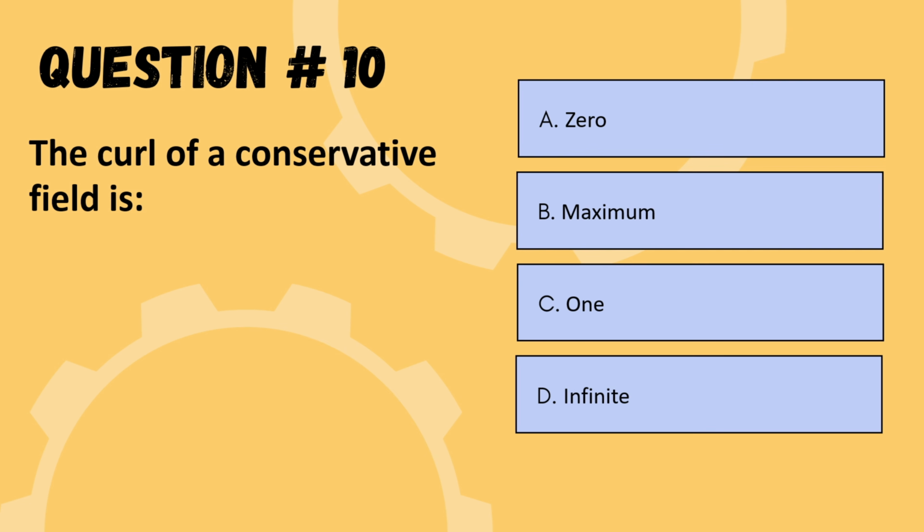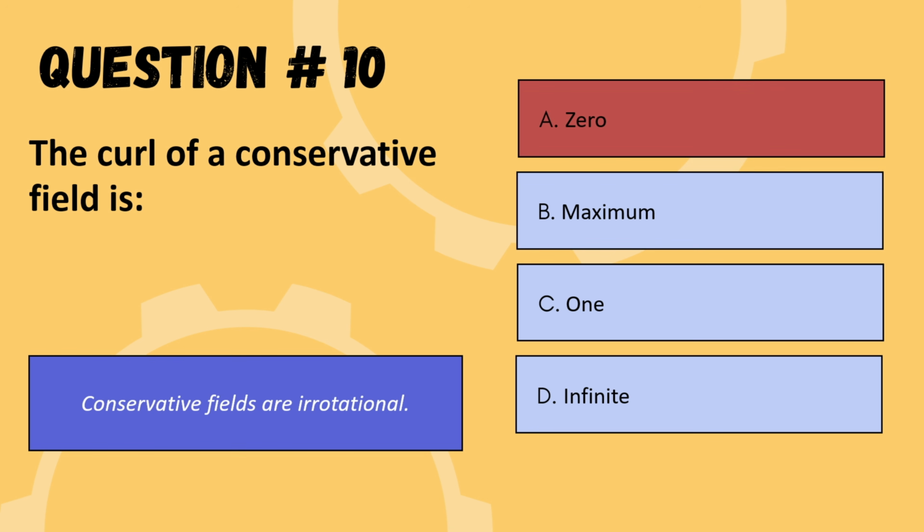Next question is, the curl of a conservative field is, options are 0, maximum, 1 or infinite. So the correct option is option A, 0. So we are moving to the next question.